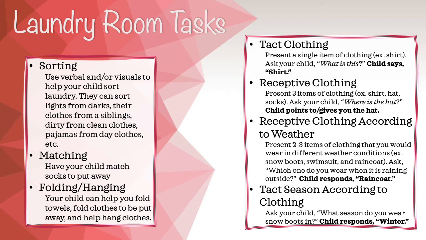For receptive clothing, you would present 3 items of clothing to your child. For example, a shirt, a hat, and socks. You would ask your child, "Where is the hat?" and your child would then point to or give you the hat. And finally, you can do receptive clothing according to weather. You would present 2 to 3 items of clothing that you would wear in different weather conditions. For example, snow boots, a swimsuit, and a raincoat. You would ask, "Which one do you wear when it is raining outside?" Your child would then respond, "A raincoat."